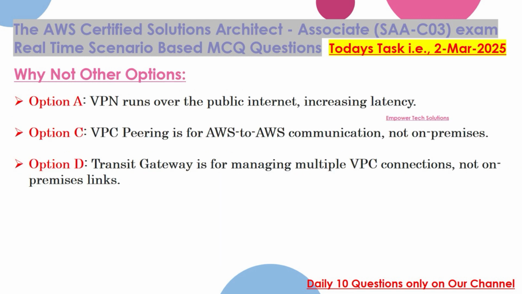Why not other options? Option A, VPN runs over the public internet, increasing latency. Option C, VPC peering is for AWS to AWS communication, not on-premises. Option D, Transit Gateway is for managing multiple VPC connections, not on-premises links.